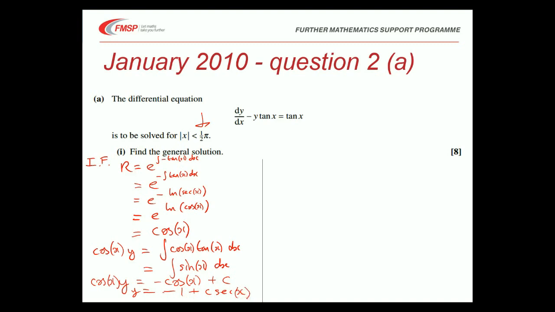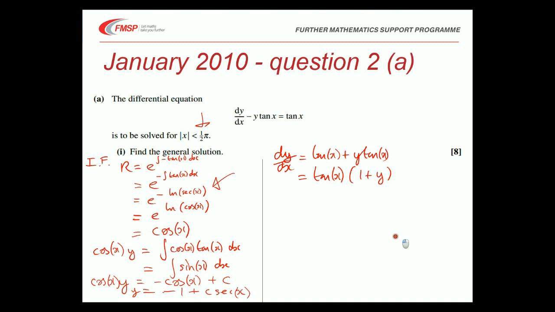Now, I don't know whether you liked that method. It did need some careful integration of tan, and maybe that would have scared you. So if you did spot it, you can do this by separating the variables. Let's do that as well. I'm going to rewrite this as dy by dx equals tan x plus y tan x, because then it's obvious you can factorize. This is quite often a way to spot the separating the variables approach is okay, by factorizing. And you can see that I've factorized it into an x function and a y function.